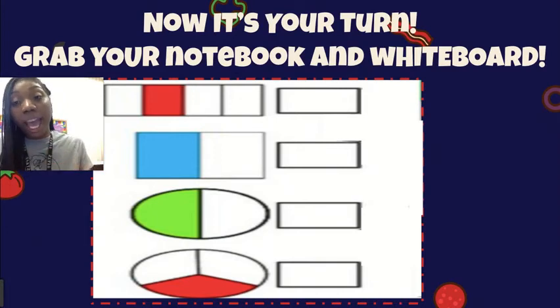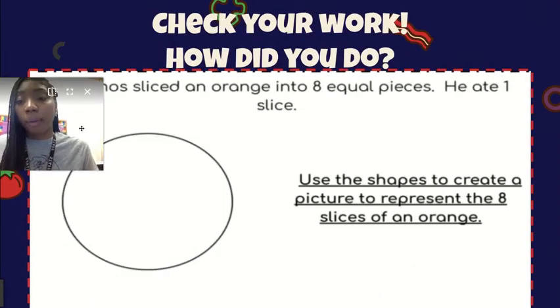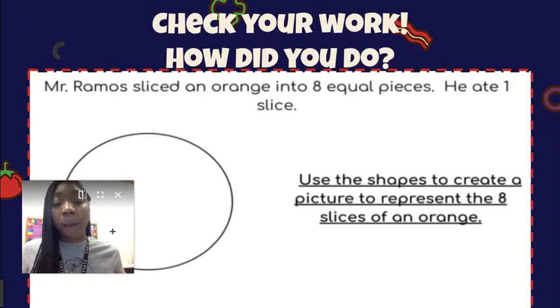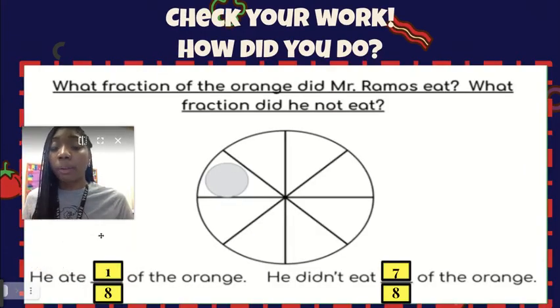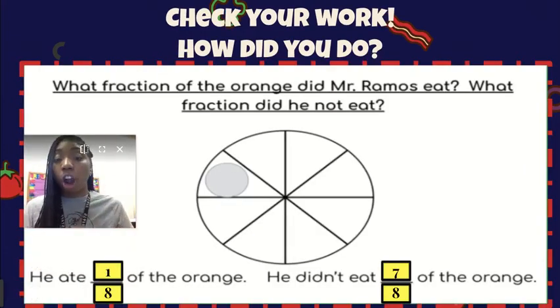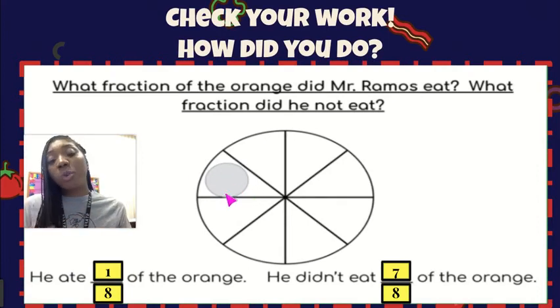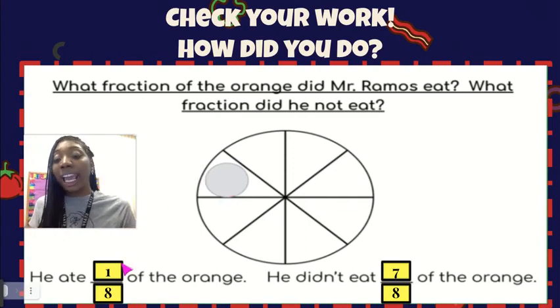Okay, scholars, welcome back. Let's go over our problems together. Remember, Mr. Ramos sliced an orange into 8 equal pieces. He ate 1 slice. We had to represent this in a problem. We knew we had 1 whole orange and we sliced it into 8 equal pieces. And this circle here represents how many pieces Mr. Ramos ate. We know he ate 1 out of 8 of the total slices. So our fraction is 1/8, right? There's 1 he ate out of 8.